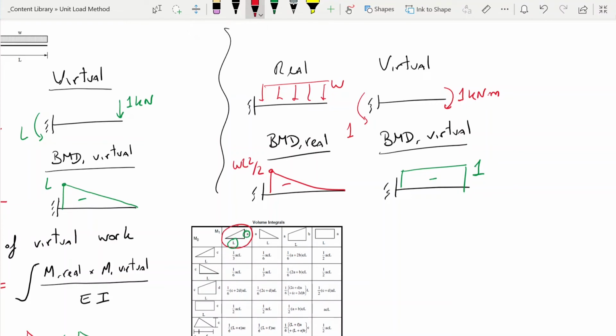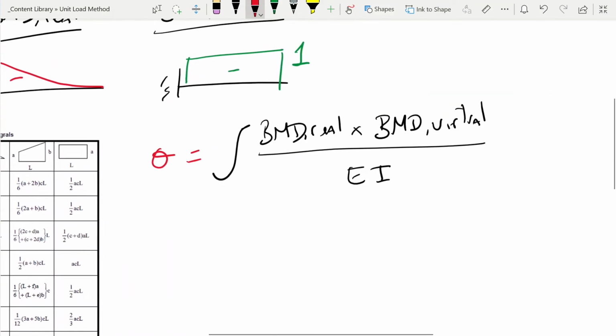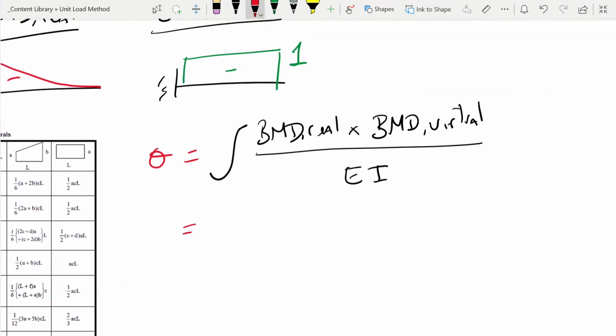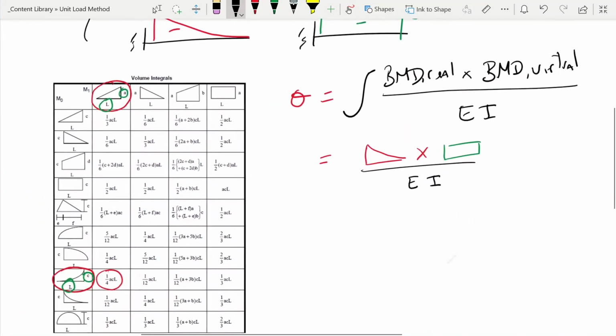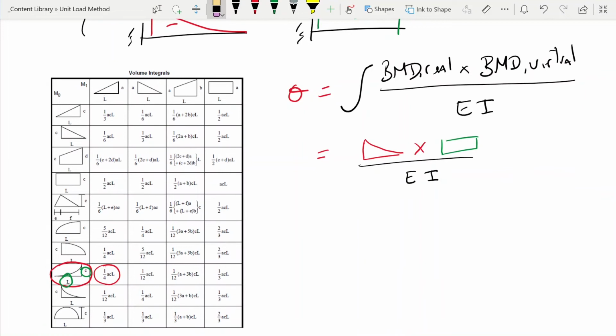Now, if we're interested in finding out this rotation theta at the tip, the value of theta is going to be nothing more than the integral of these two moments, all divided by EI. In other words, this value is going to be the parabola times the rectangle divided by EI. So if you look back into the table, now we're going to do the parabola times a rectangle. So we're going to do 1/3 ACL.